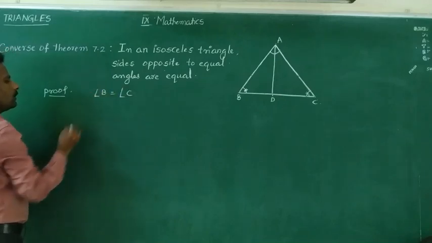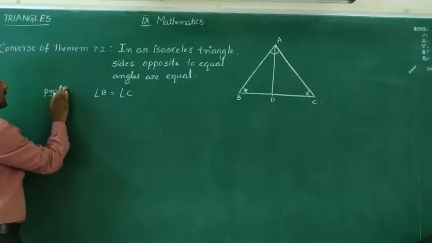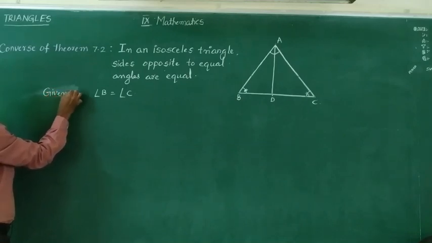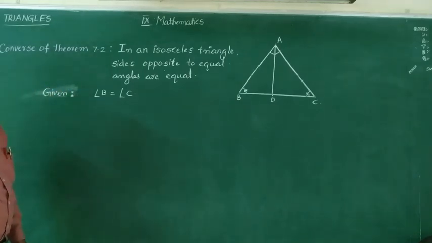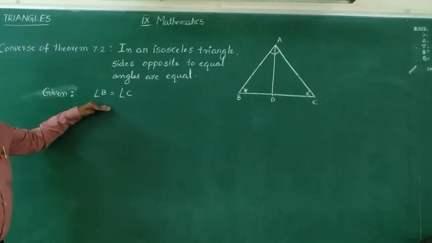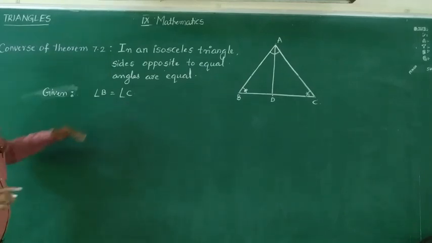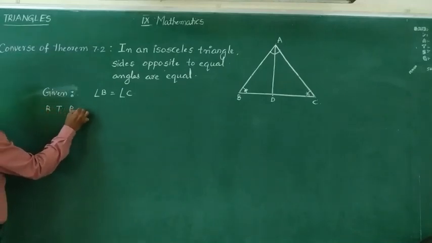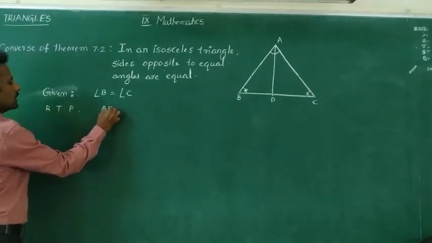Then what is required to prove? Okay, it is given. Though the theorem is not given in the textbook reader, it is better to know the proof. So what is required to prove? We have to show that AB equals AC.